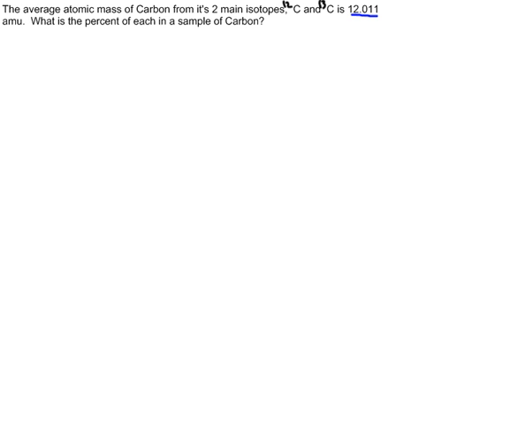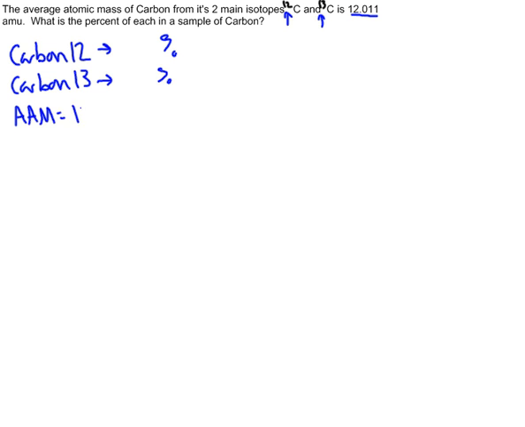But the question is asking how much of your sample, what percent of your sample is carbon-12, and what percent of your sample is carbon-13. Note that I know I'm talking about carbon-12 and 13 by the number in the superscript there. So we're dealing with carbon-12 and carbon-13, and the question is, what is the percent of each if the average atomic mass is 12.011 AMU?